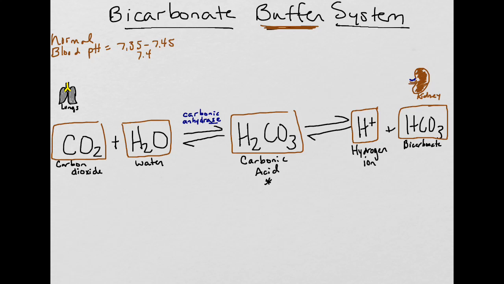Buffers are any chemical that can help maintain a pH range, so they're able to accommodate for shifts in hydrogen ion concentrations. Normal blood pH, if you were to take a sample of blood and stick a pH meter in it, should read somewhere between 7.35 and 7.45. A lot of times you'll see it just say 7.4 is the average blood pH. That's a very tight parameter.